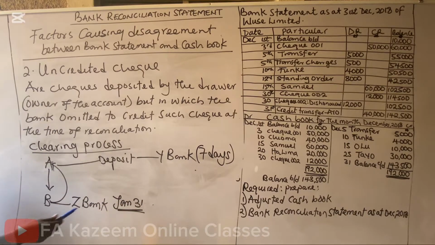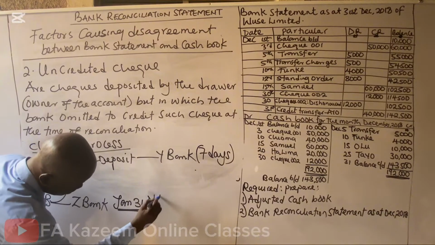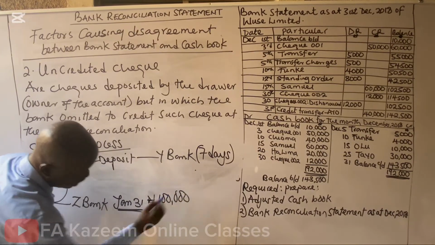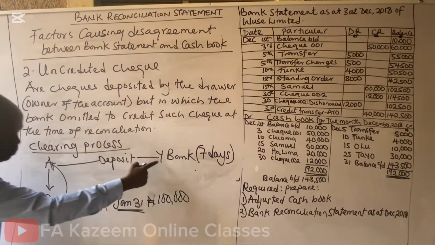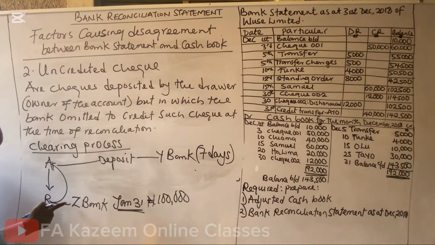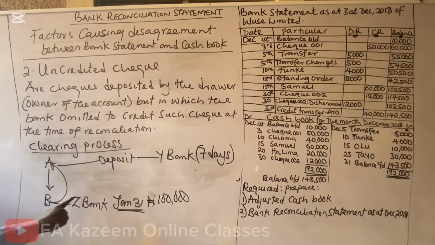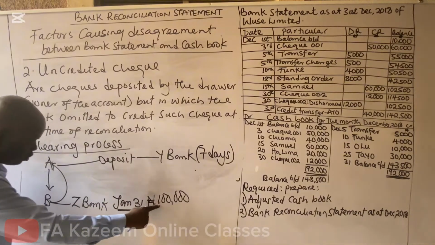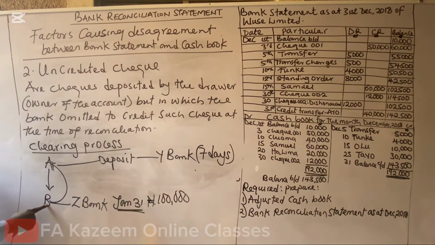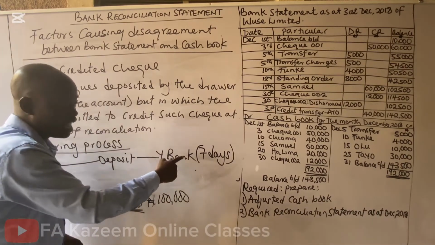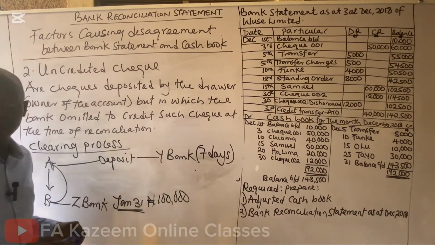The reason is this. Y bank will confirm whether Mr. B from Z bank has up to, let's say, 100,000 naira. When Y bank confirms that there's a customer called B and he has up to 100,000, what they will do is transfer 100,000 from Mr. B in Z bank to Mr. A in Y bank. And that process can take 7 days.